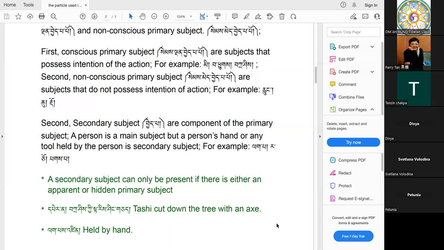Similarly, if we say that the axe cuts down the tree, we know that the axe doesn't have intention, nor the ability to do it by itself. It's with the intention of the person who is holding the axe and the action of the person hitting the tree with the axe. When non-conscious primary subjects are used as synonymic of conscious primary subjects, they have no intention.